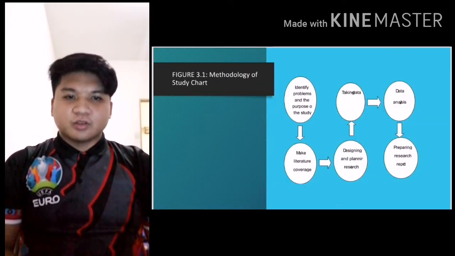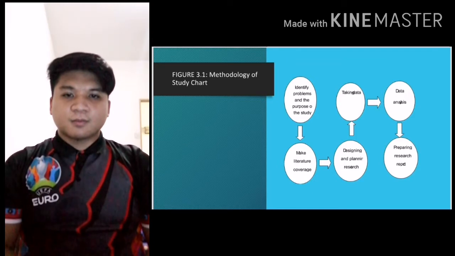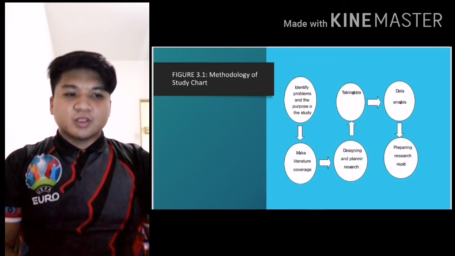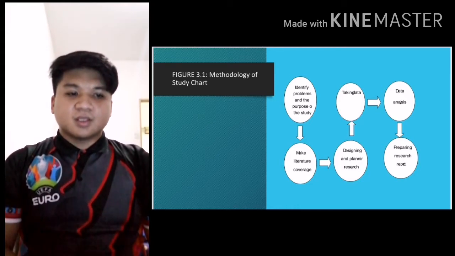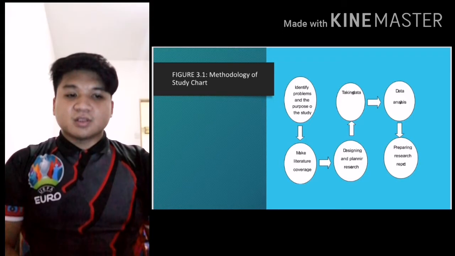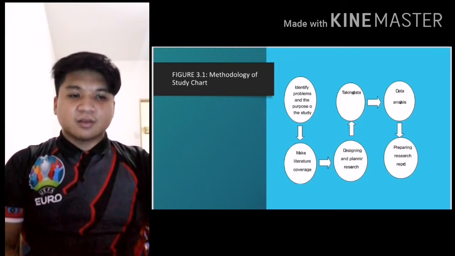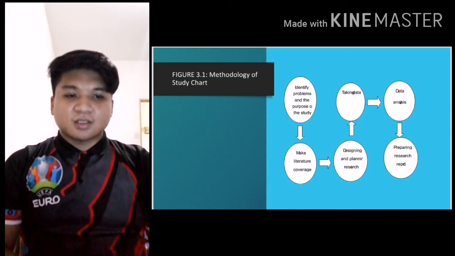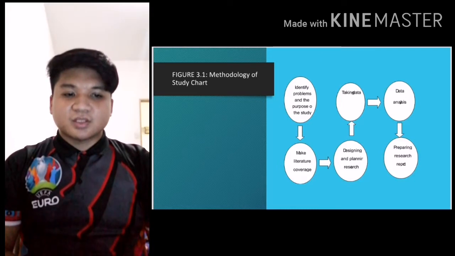This is our methodology of study chart. First, we identify the problems and the purpose of the study. After that, we do the literature coverage, and then we do the designing and planning of research. After that, we take the data, and then we do the data analysis, and the last is we prepare the research report.